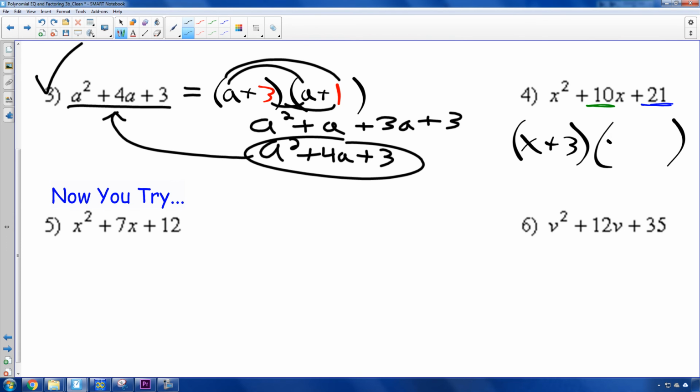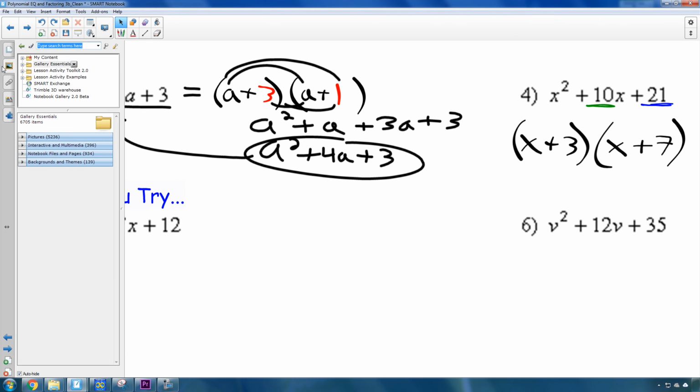So here's how you can check yourself each time, okay? I wish I still had the giant foam finger, but I don't think I do anymore.